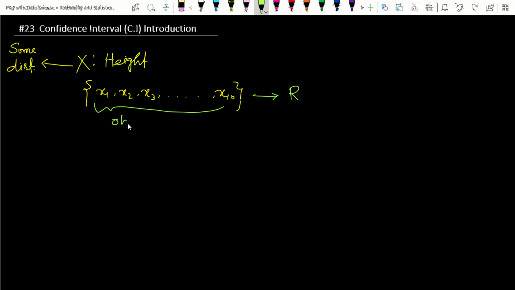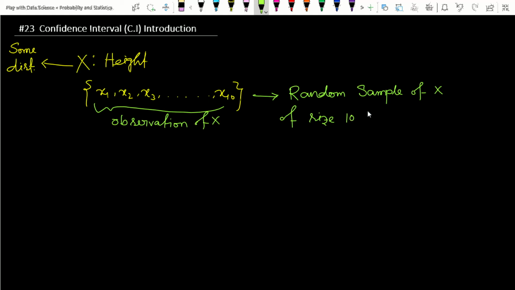These are called the observations of the random variable x, and it's the random sample of x of size 10. So here the sample size n is equal to 10. That's the size of the random sample.